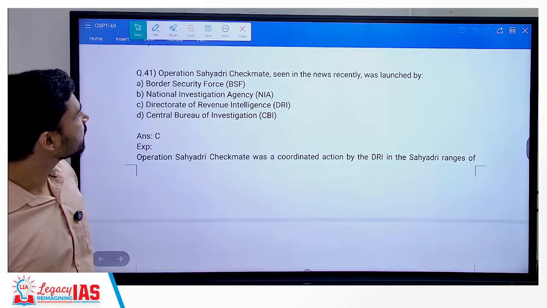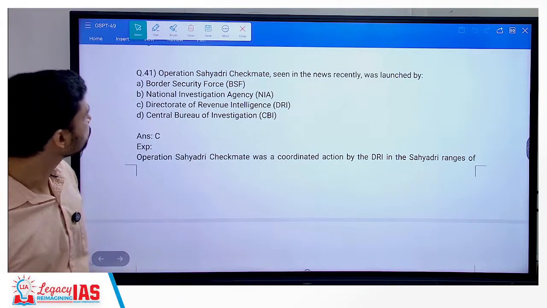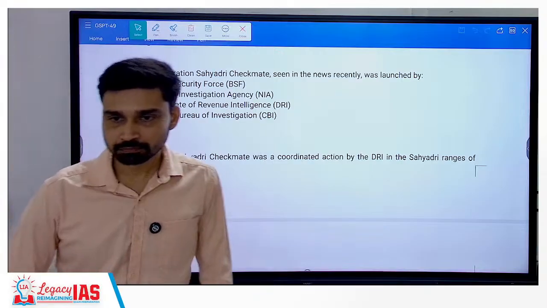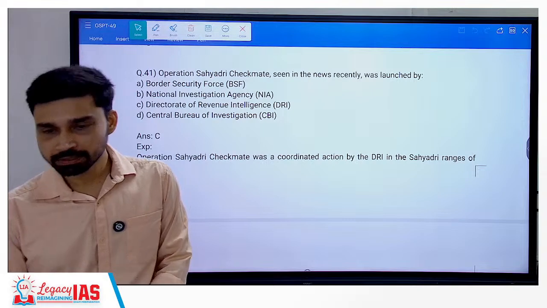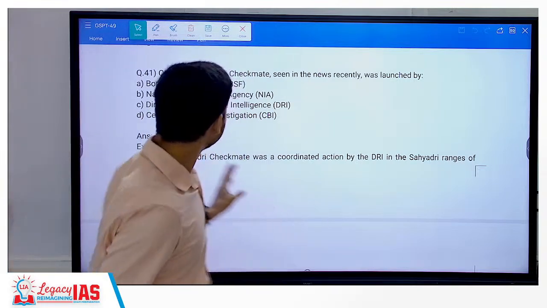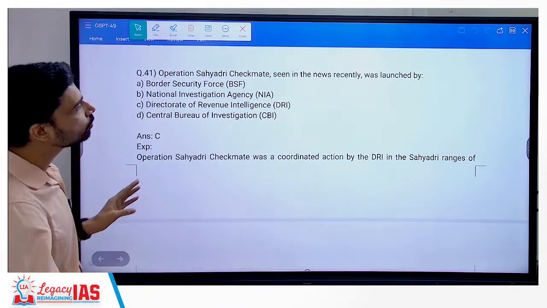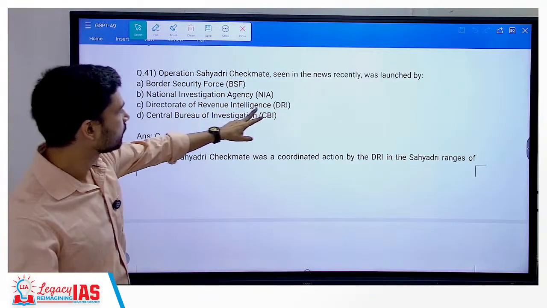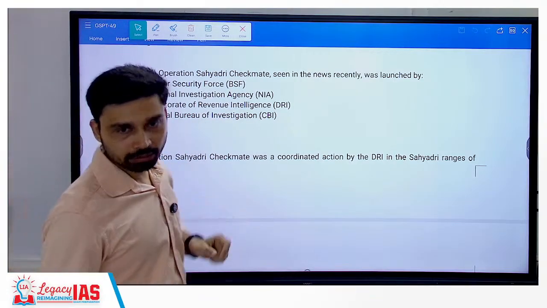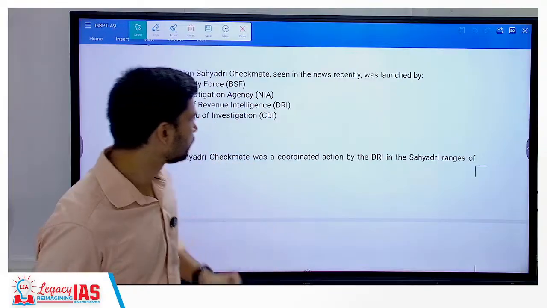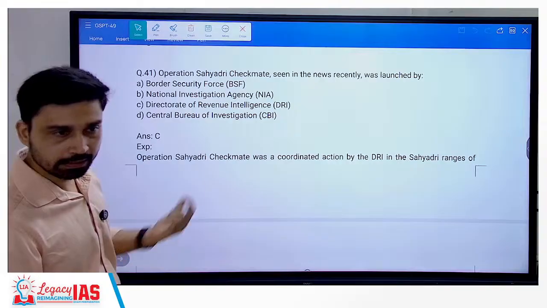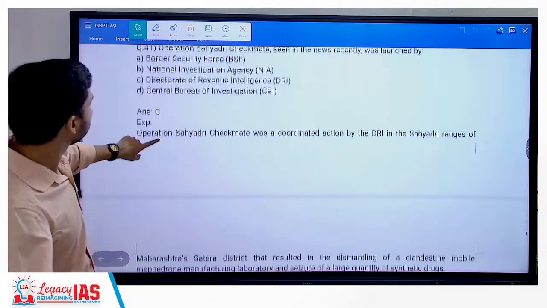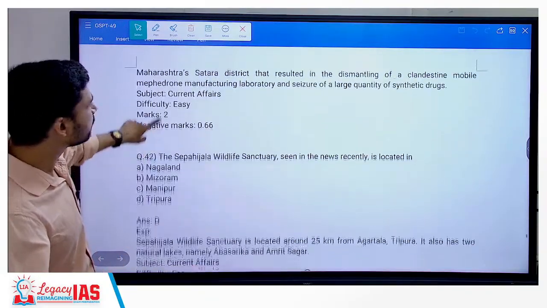Operation Sahyadri Checkmate. Sahyadri is the name given to which mountain? Western Ghat. We have discussed. Western Ghat is also called Sahyadri. So North Sahyadri, Central Sahyadri, Southern Sahyadri. So Sahyadri Checkmate, seen in the news, was launched by which agency? DRI, Directorate of Revenue Intelligence. Okay, they have carried out this operation to bust the drug racket that is running in the Mumbai-Pune region. So, Directorate of Revenue Intelligence, anti-drug operation.